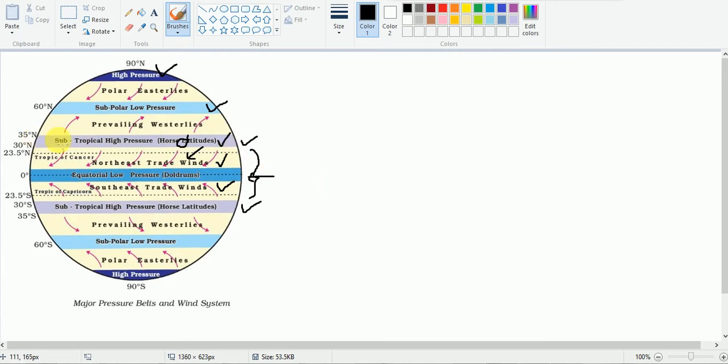Likewise, from the subtropical high pressure belt towards the subpolar low, a planetary wind is generated, and that is known as the westerlies. And likewise in the southern hemisphere also, from the subtropical high pressure cells, planetary winds blow towards the subpolar low, and this is also known as the westerlies. Because of these winds, major ocean currents on the earth are generated.